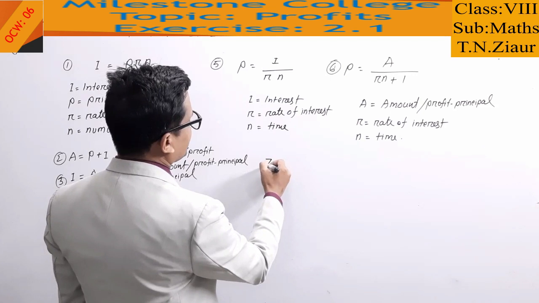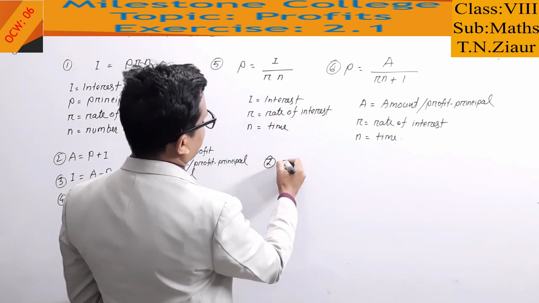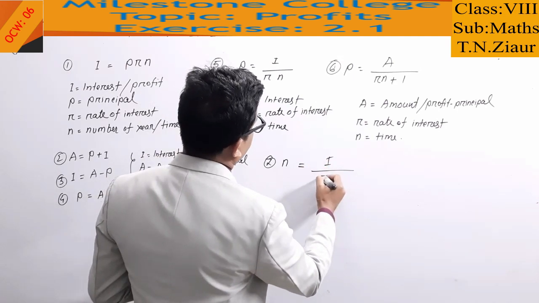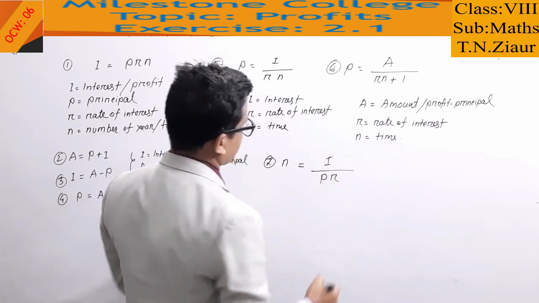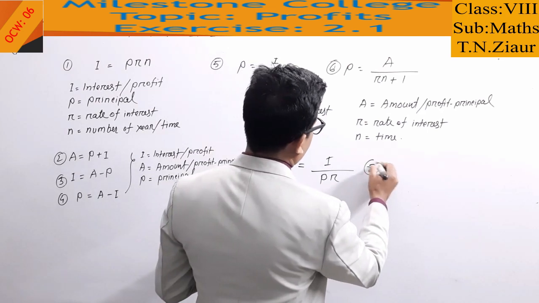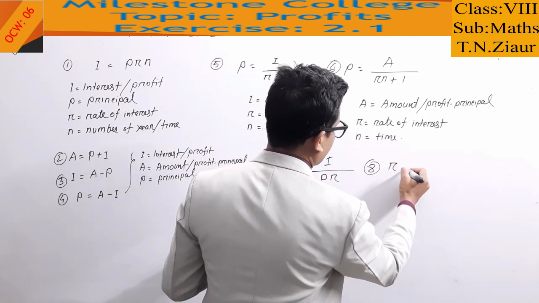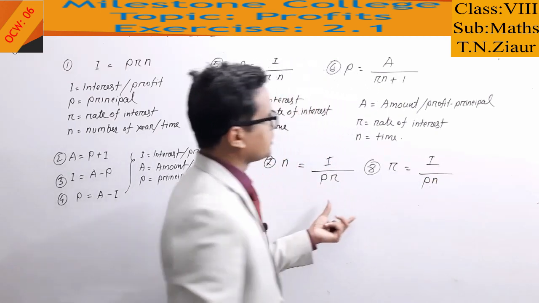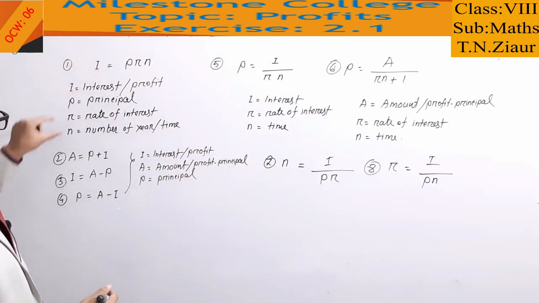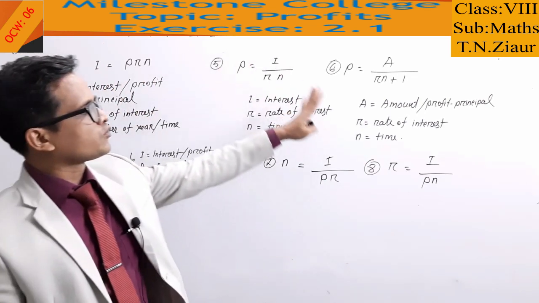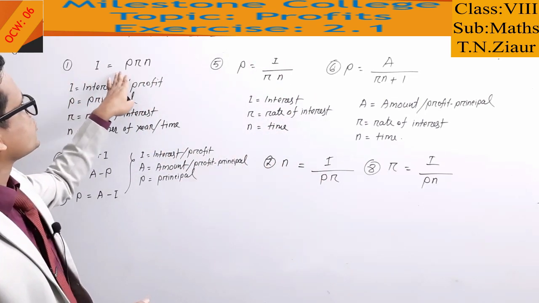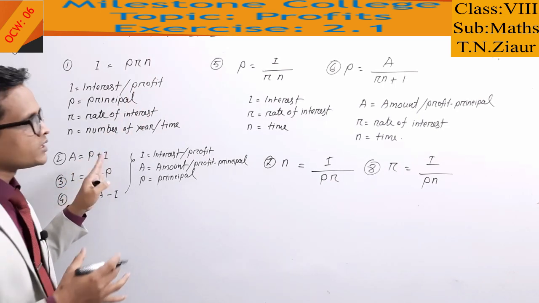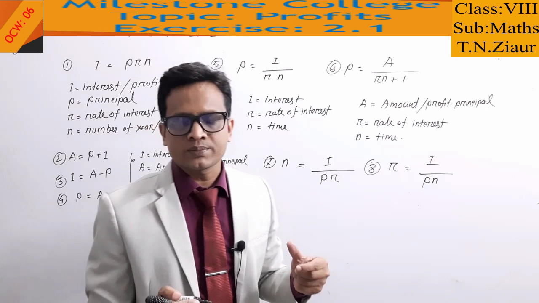So number 7 we can write like this. Suppose if you want to find N, so N is equal to what? Just I by PR. And number 8, if you want to find the rate of interest, what will it be? I by PN. Only from these two formulas I have written all of these formulas. So first you have to know I is equal to PRN and A is equal to P plus I. By using these formulas, today we have to solve some maths.